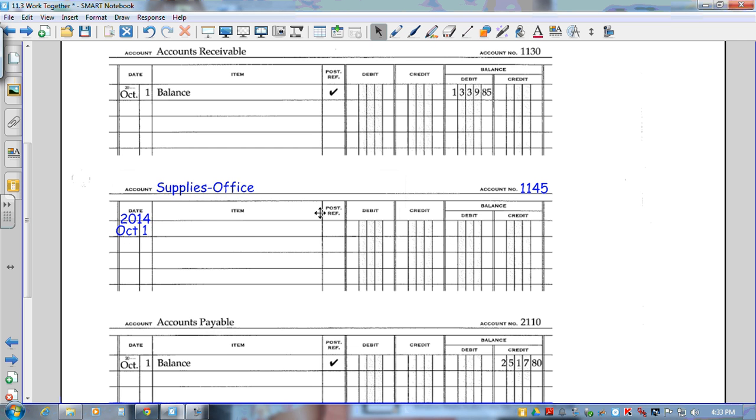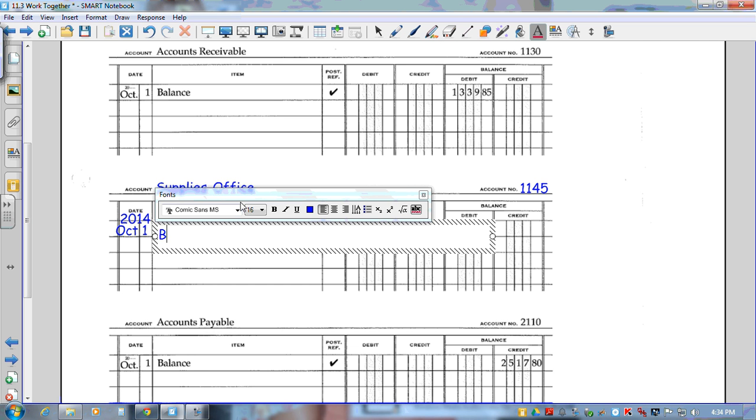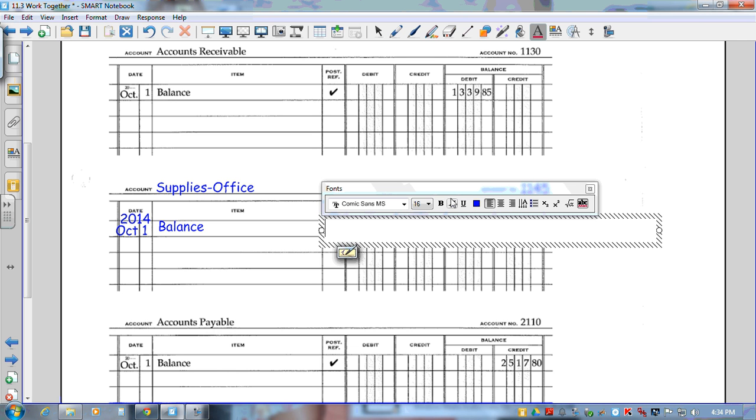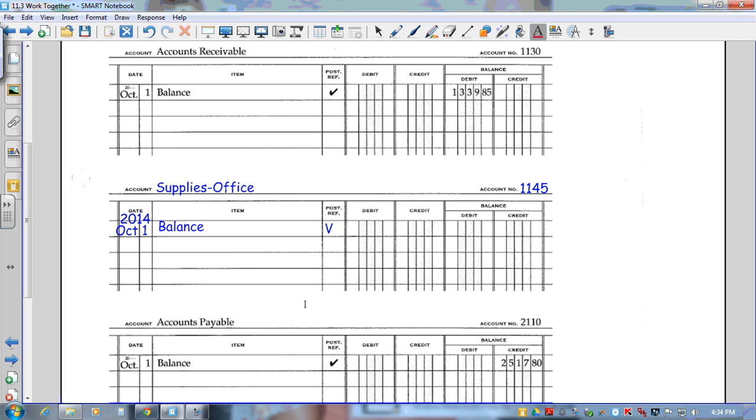The item number. Am I going to be putting anything in the item column? Yes, I am. The only time we put things here is if we have a balance, pretty much. So balance. Post reference, what will I put there? Okay, that just is a check mark. I can't make the check mark, so I'm going to make a V. Looks sort of like a check mark. And what this means is that this information just came from the previous page.